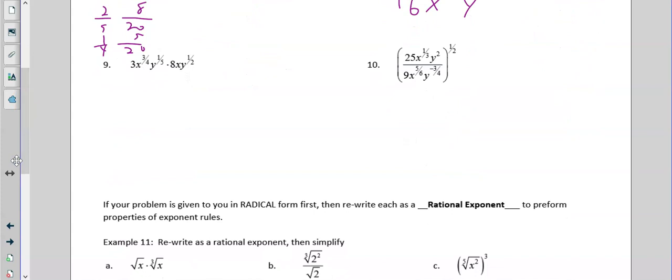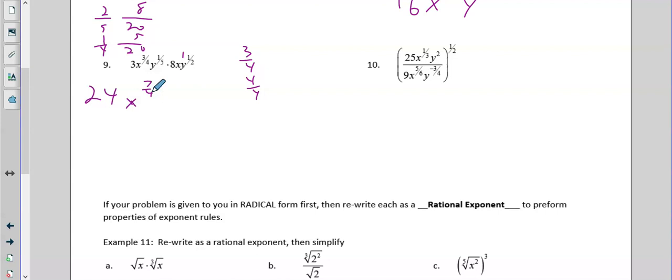Okay, multiplication, 3 times 8 is 24. Easy peasy. Now my x's. This is a 1. This is a 3/4. Well, 1 is the same as 4/4. So what I have is 3/4 and 4/4. Keep the base, add the exponents, so that's x to the 7/4.